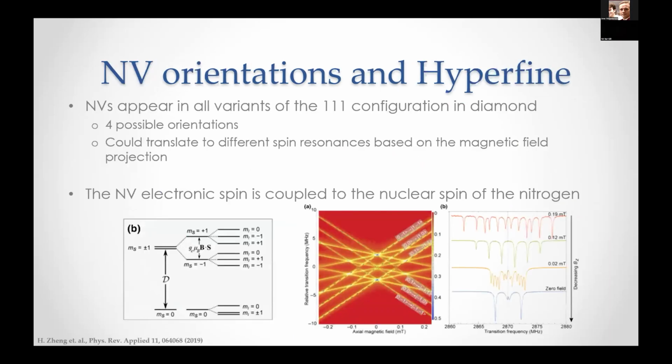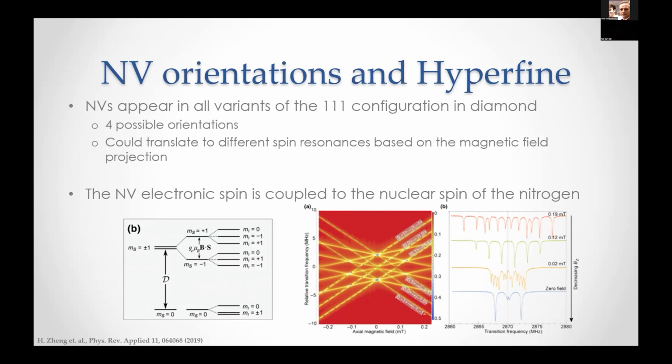Okay, since I don't have much time, I just want to flash up something. I talked a little bit about the hyperfine coupling, but I didn't really talk about NV orientation. The NVs inside the diamond crystal have this orientation along one of the 111 directions of the lattice. But if we have many NVs within the crystal, they could be in any of the 111 configurations, so 4 different configurations. Compound that with the hyperfine splitting, and you get a bit of a mess.